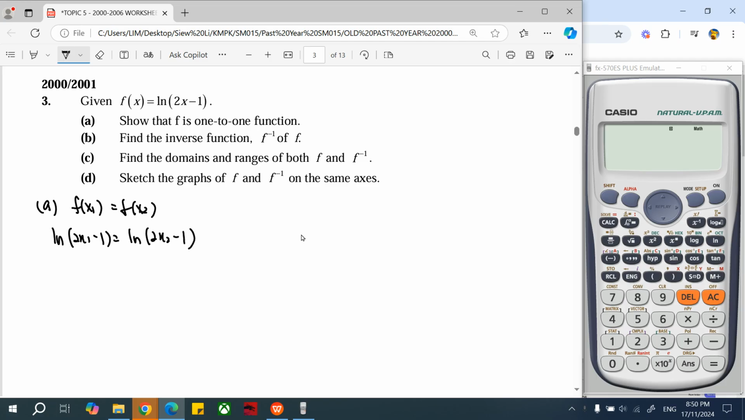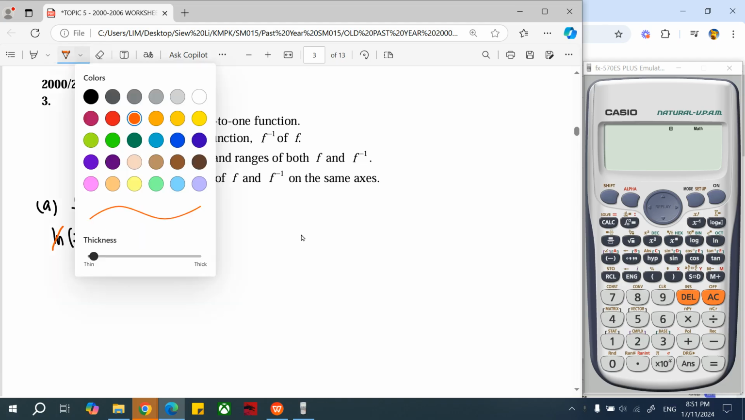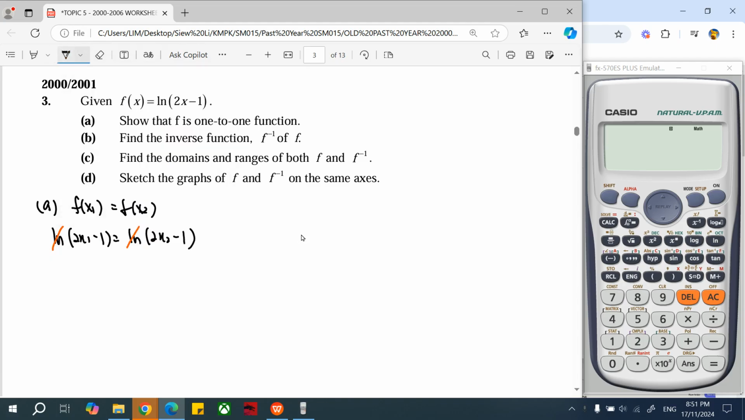So when you have one log on each side, a single log on both sides, you can unlog. When you unlog, we are going to find out what x1 is. Make sure your steps are clear, one by one, showing how you get x1. Move the 1, you get 2x1 equals 2x2, and we move the 2, so x1 finally equals x2. We have one answer only.